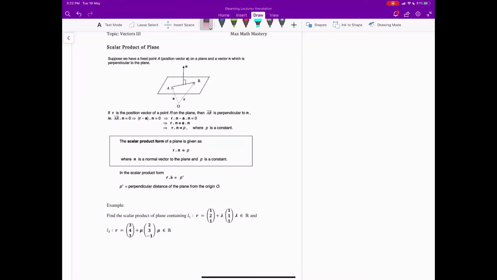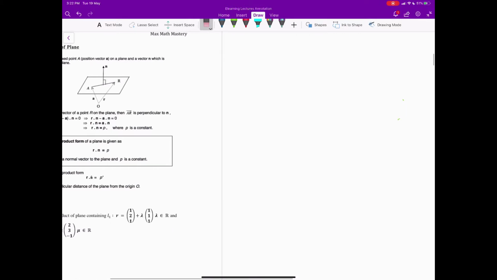So second part we'll be talking about a scalar product of a plane. We have learned how to find the vector equation of the plane, and from the vector equation of the plane we can derive a scalar product of the plane. Okay, what does the scalar product of the plane consist of?